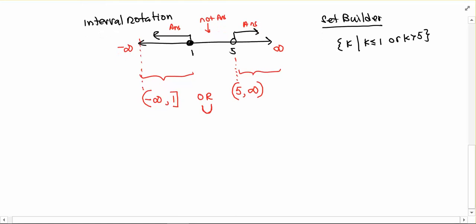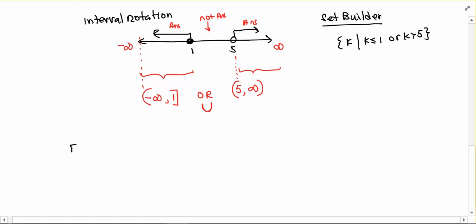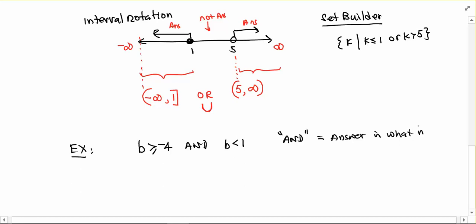Let's look at an AND problem. What if we had said b greater than or equal to negative 4 and b less than 1? Now the difference between AND and OR: OR means use both parts. AND means what's in common. The answer is what is common.